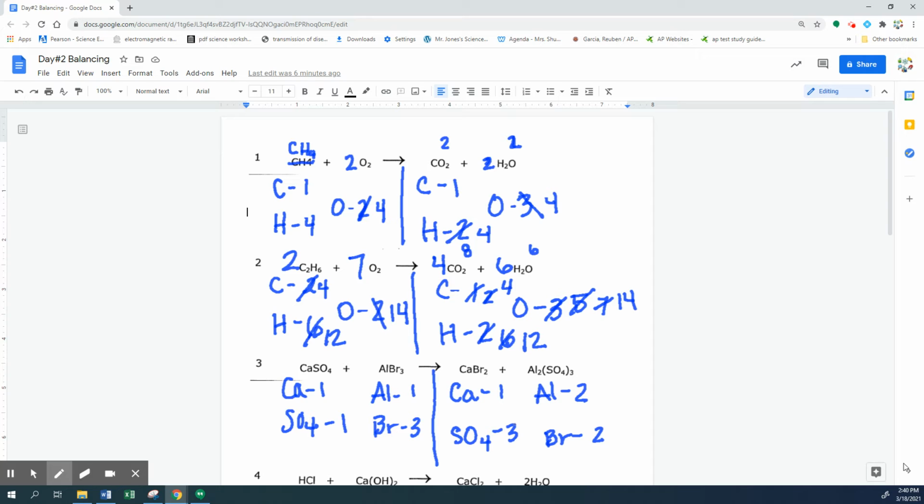Some things that I noticed are that my aluminum, my sulfate, and my bromine do not balance. I am going to start with sulfate because I wrote it second. So I have 3 of those over here. In order to put 3 of those, I need a 3 in front of my calcium sulfate. That changes my calcium. It changes my sulfate.